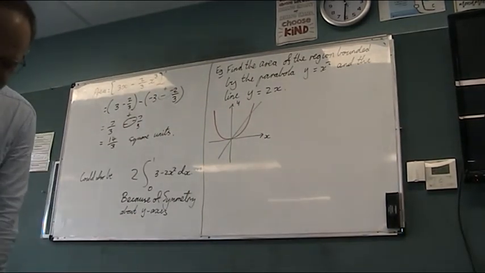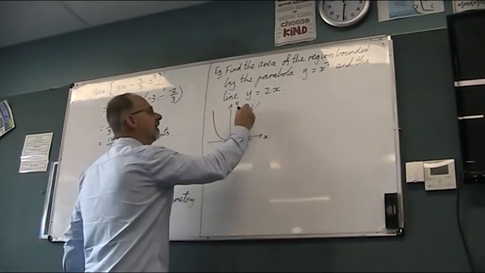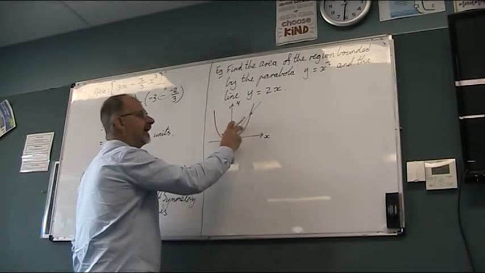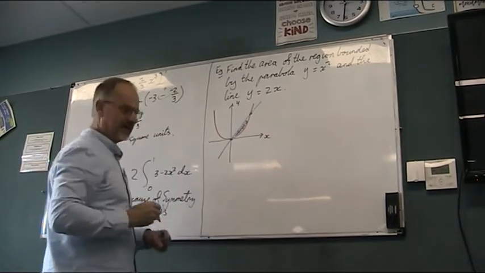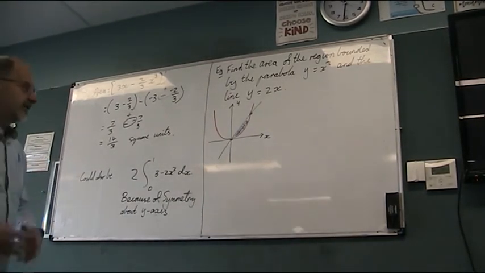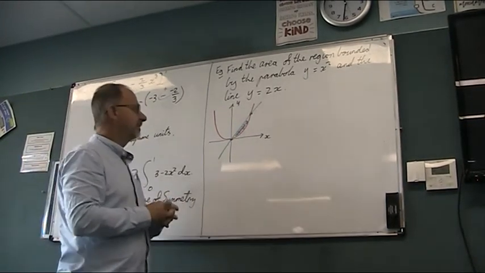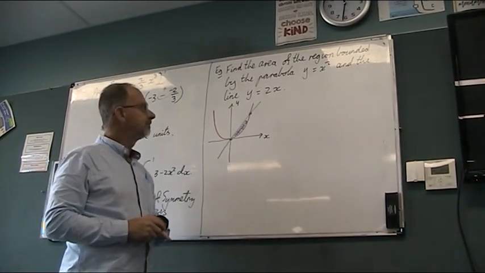So when you look at this, you'll notice that they intersect. They intersect here and they intersect here. So when it talks about the area bounded by the parabola y equals x squared and the line y equals 2x, here's a little area that's in between those. So we're talking about this area here. To work out visually what area we're talking about, a rough sketch tells us that.